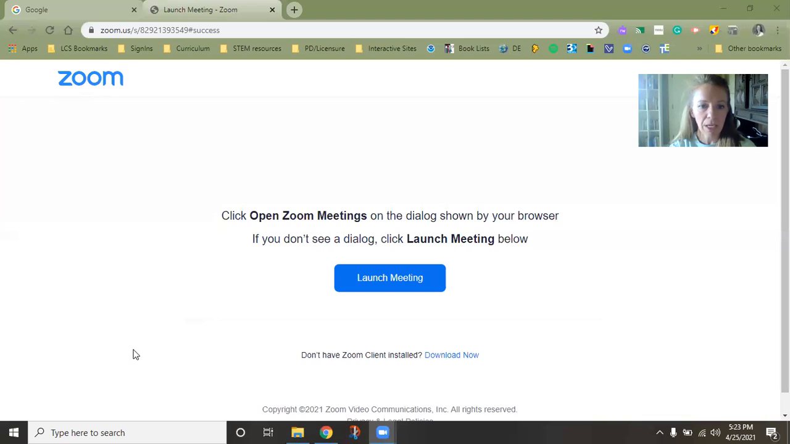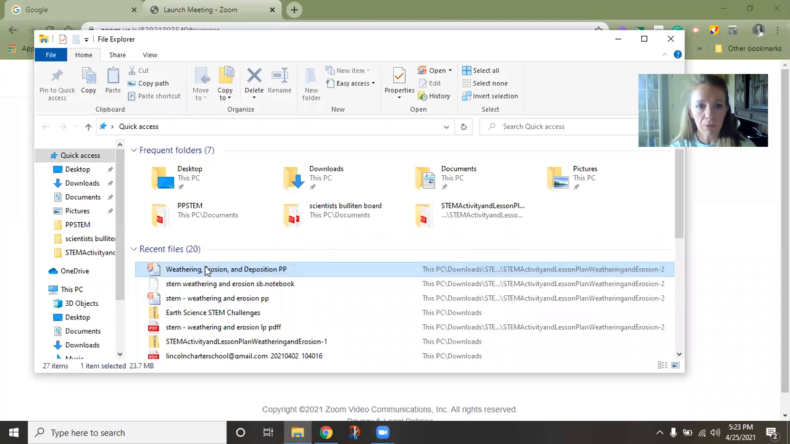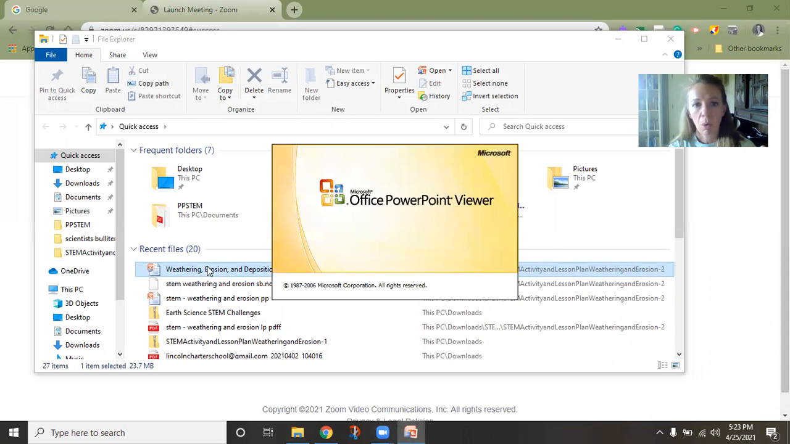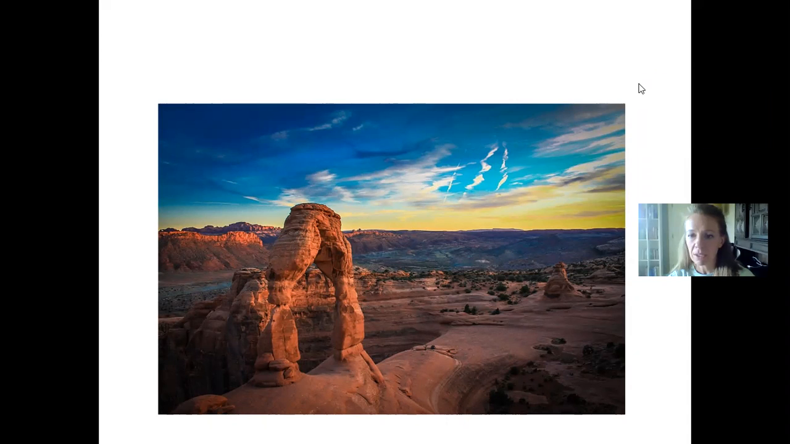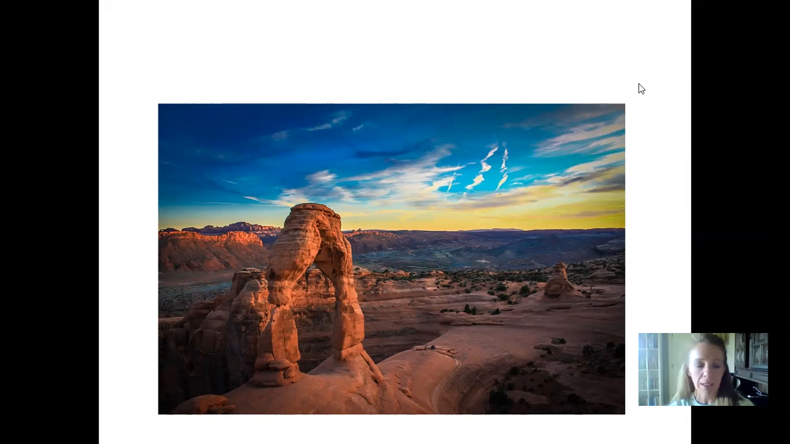Today we're going to start our lesson on weathering and erosion. To begin, I would like to share with you an information time where we're going to either review weathering and erosion or learn what it is, one or the other. By the time we get done with this, you are responsible for understanding what weathering is, what erosion is, what deposition is, and how they're all interrelated.